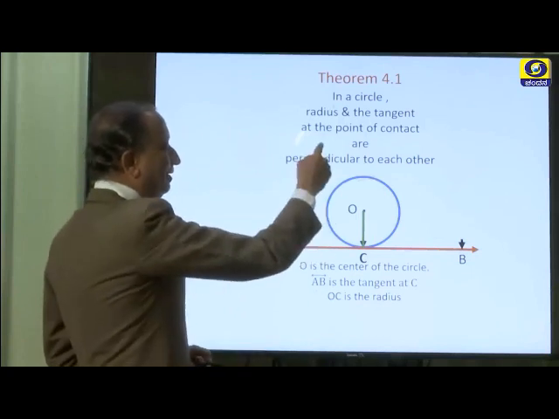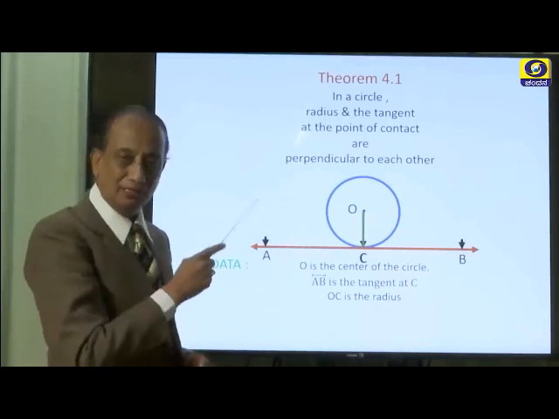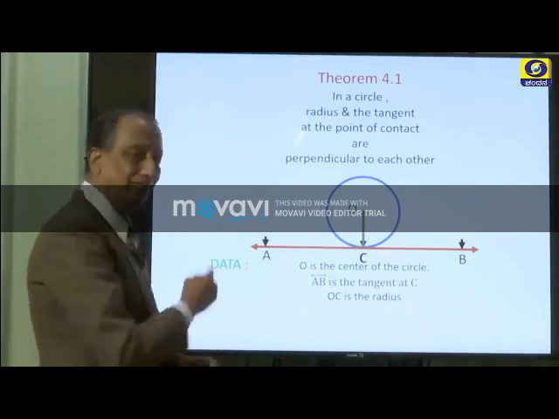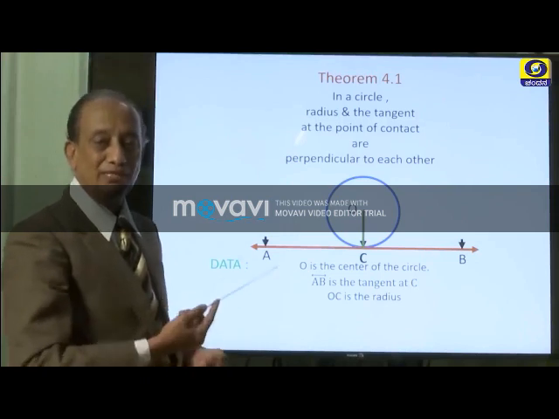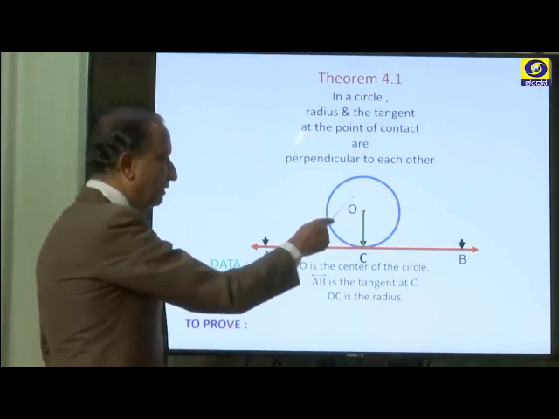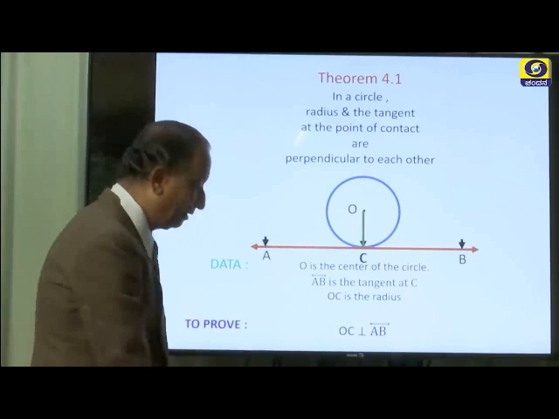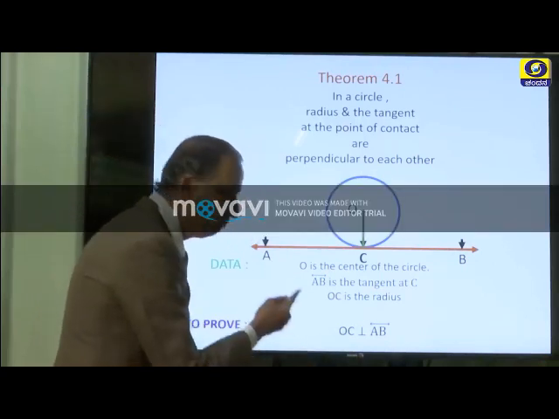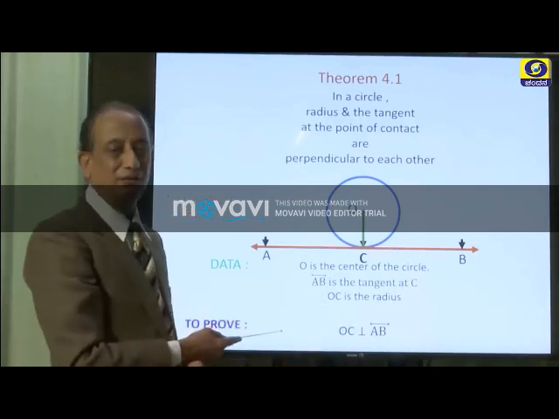By reading the theorem, the general enunciation, we should be able to write down whatever is given as per this figure only. Having written the data, now we have to find out what is to be proved, what is to be established. We have to prove that this radius and this tangent at this point of contact are perpendicular to each other. Look, this is the symbol for perpendicular. So, OC is perpendicular to AB.